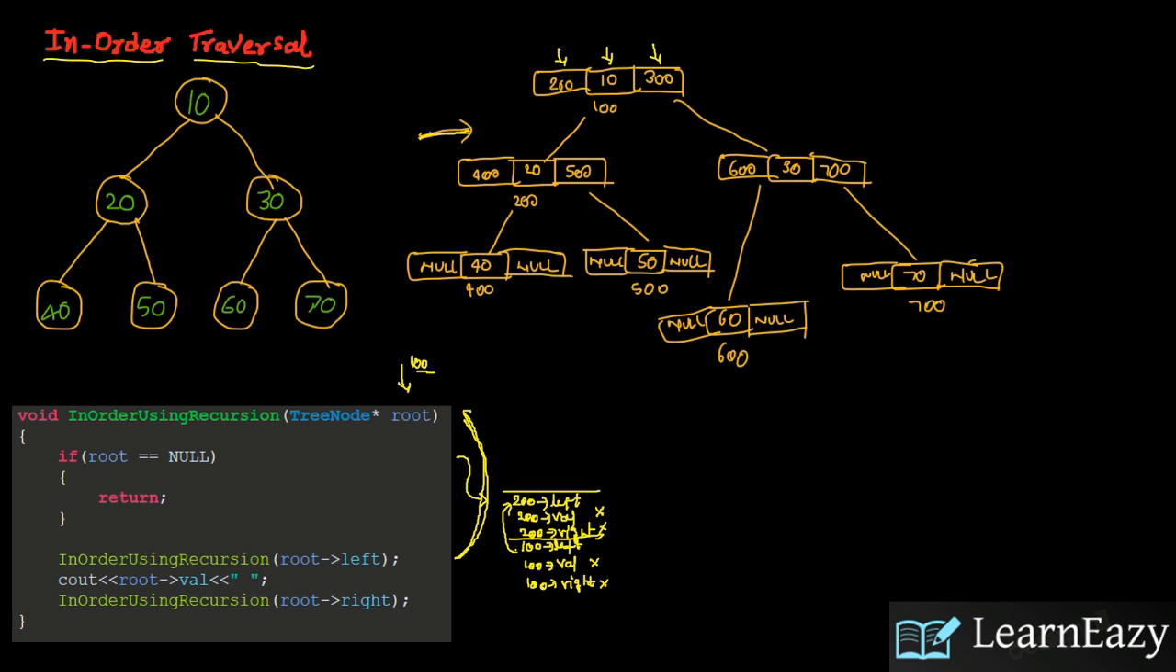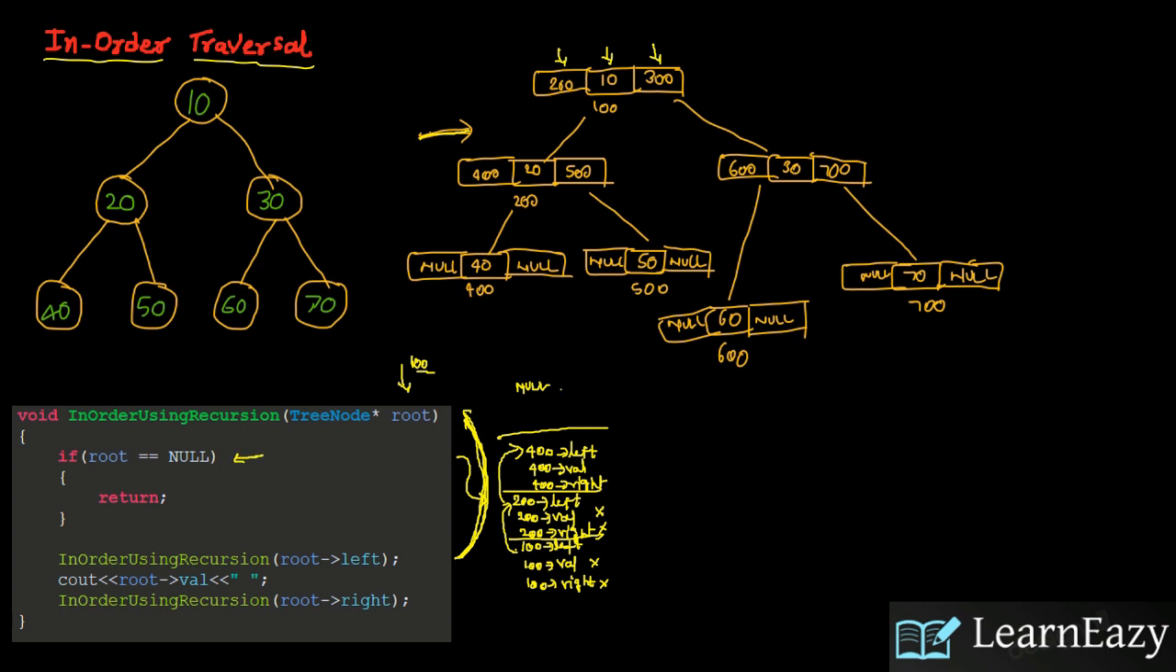So 200 left, again we need to pass it to this same function. 200 left is nothing but 400, 400 left, 400 value, 400 right. Again 400 left, we pass it to the same function. 400 left is nothing but null. Then null equals null.